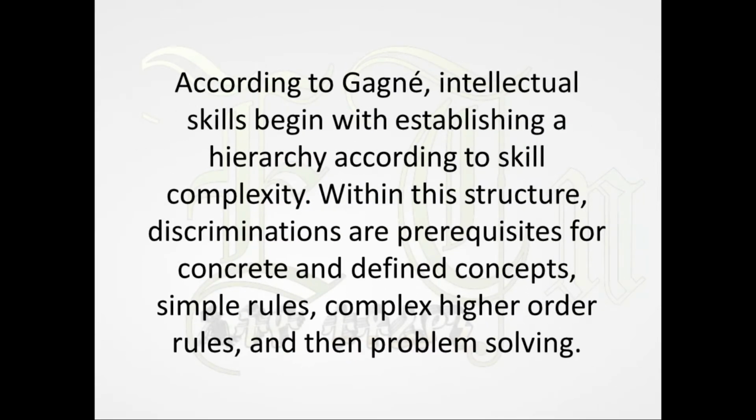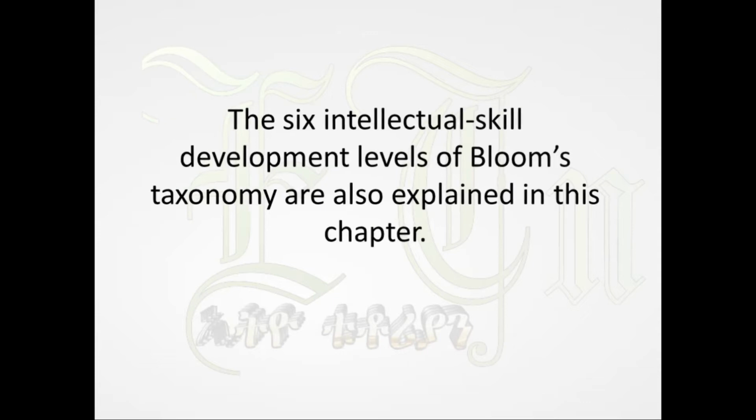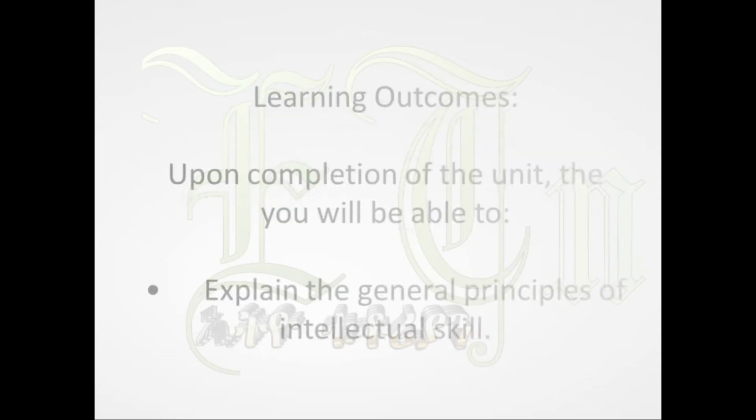According to Gagné, intellectual skills begin with establishing a hierarchy according to skill complexity. Within this structure, discriminations are prerequisites for concrete and defined concepts, simple rules, complex higher-order rules, and then problem-solving. The 6 intellectual skill development levels of Bloom's taxonomy are also explained in this chapter.